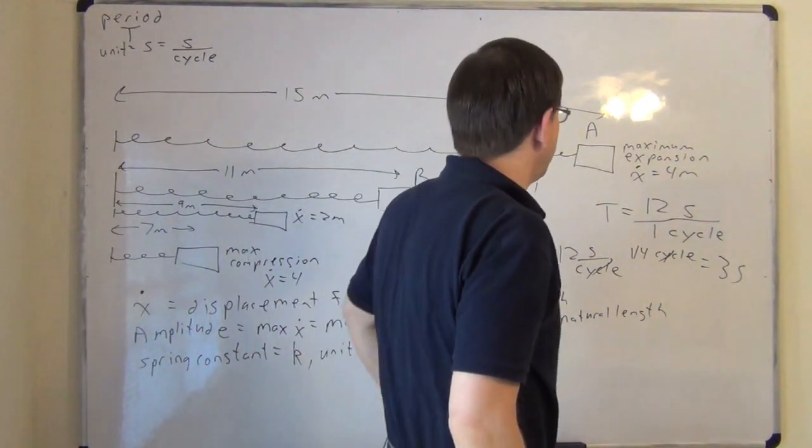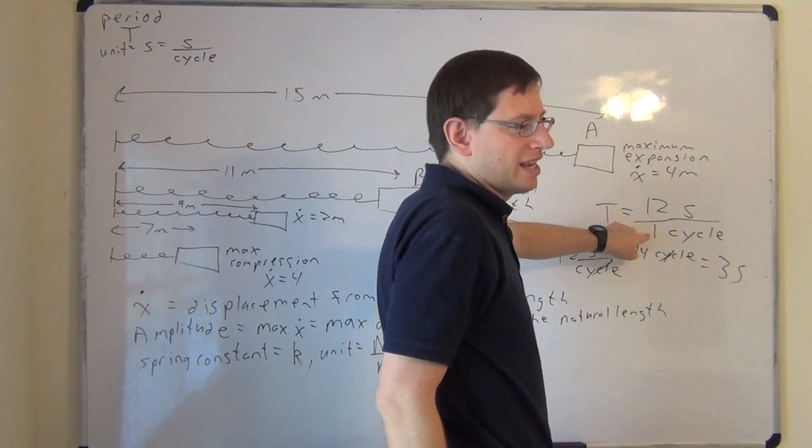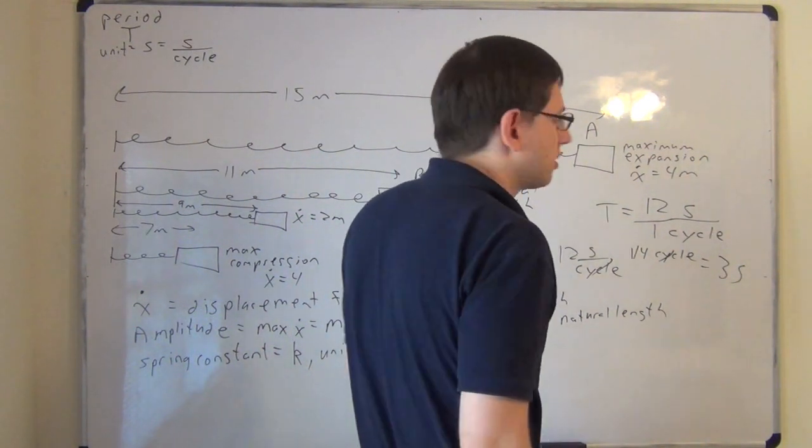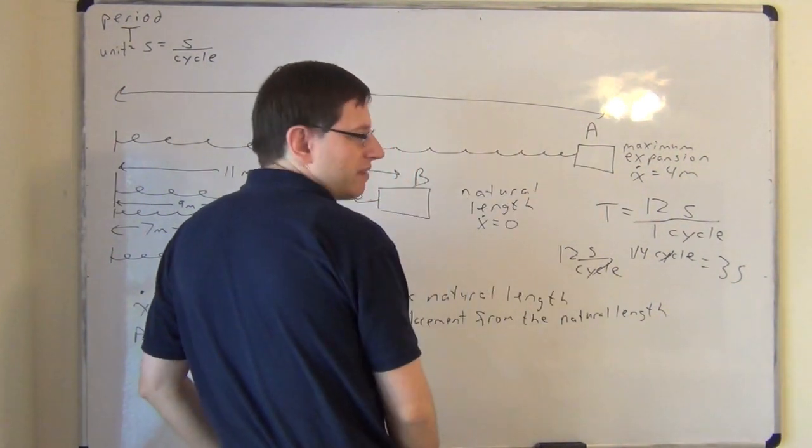So the point is, this is not always the answer. It's only the answer if you're dealing with one cycle, but you can still use it to get the answer. Okay. So how long would it take to go from here to here? 6 seconds, because that's half a cycle.